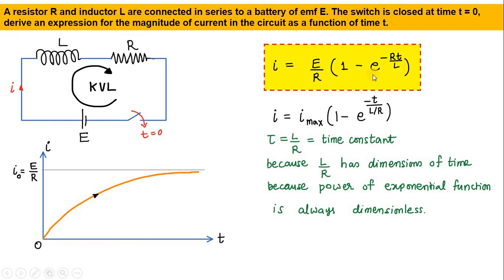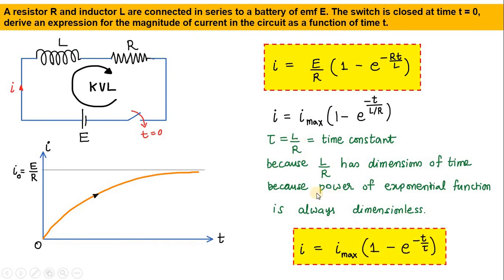for any exponential function, the power of the exponential function is always dimensionless. You can check this concept in the chapter on units and dimensions. It will say that the power of an exponential function should always be dimensionless. So if you write e to the power minus t upon L by R, and the numerator has the dimension of time, the denominator L by R must also have the dimension of time, so that this ratio t upon L by R is dimensionless. That is why L by R has the dimensions of time, and thus it is called the time constant. It is measured in seconds.